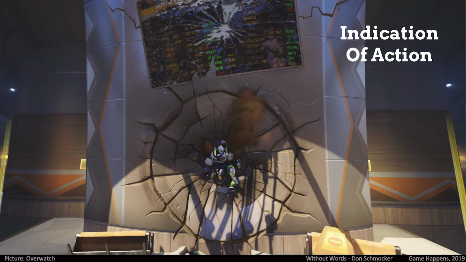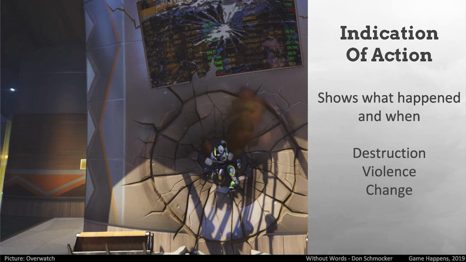Next up is the indication of action. Here is an example from an Overwatch map where a robot was smashed into a wall. Depending on the action and depending on how detailed the visuals are, a lot of information can be read from these visuals. We can also tell at which time it happened. For example, here there's smoke still coming out of this robot, so it probably happened not long ago.